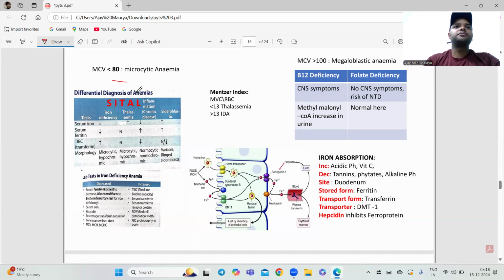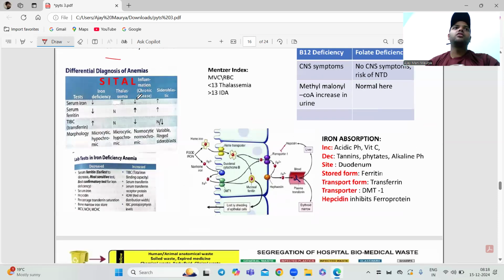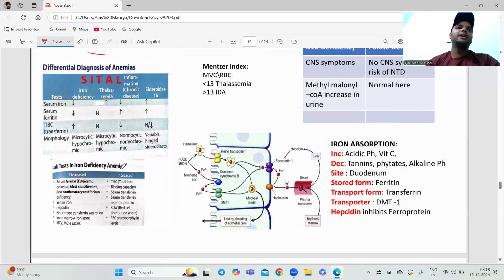Now here, A is anemia of chronic disease, and the last one is lead poisoning. Now see here, guys, you have to remember one thing: serum ferritin is the earliest to decrease and is the most sensitive, confirmatory test for iron deficiency.